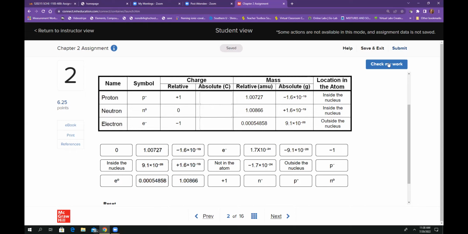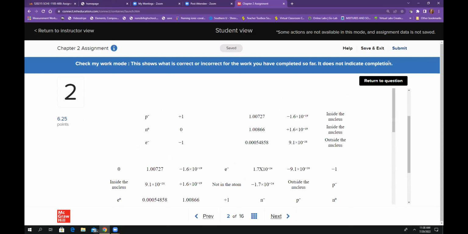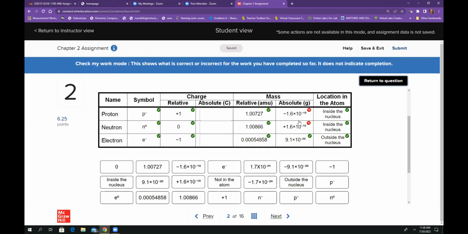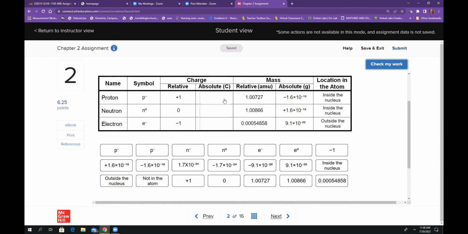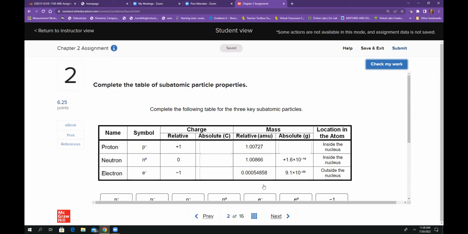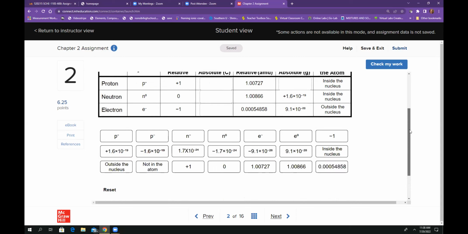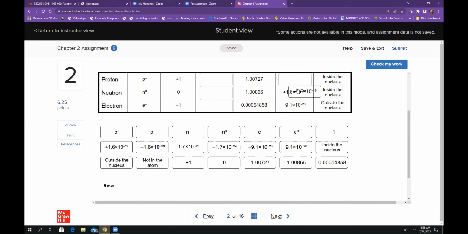So I'm just going to check my work as I'm going. Obviously, those are going to be wrong. Okay, see, these are wrong. Why are these wrong? Oh, because I have them backwards. Ah, duh. None of these are negative. Sorry, that's a positive. So, return to question. I didn't even notice I was putting the negative on there. I really did not. They're all positive, obviously.